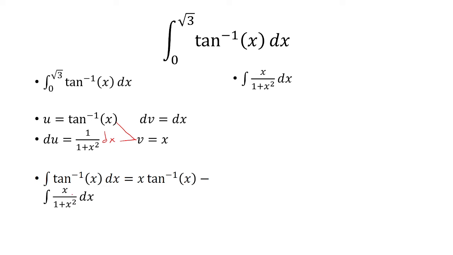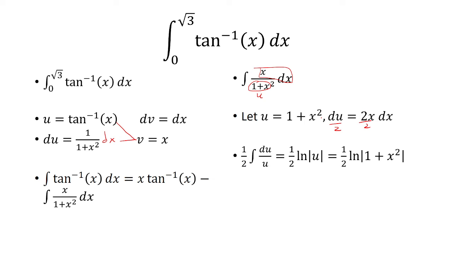Now we have to figure out what the integral of x over 1 plus x squared is. So we're going to make a u substitution. We're going to let u equal 1 plus x squared. So du is just 2x dx. Notice the denominator is going to be u, and then x dx is du over 2. And I'm going to factor out the 2 outside. So we have 1/2 du over u.